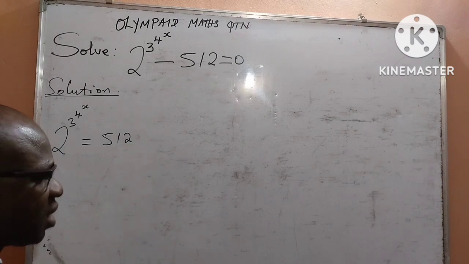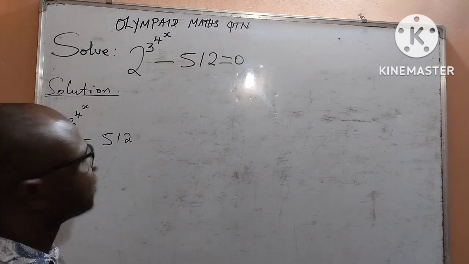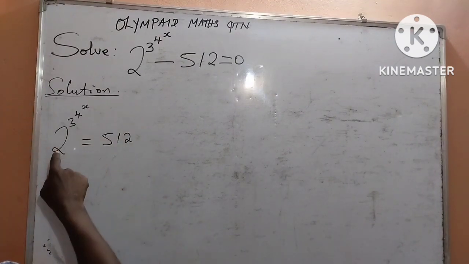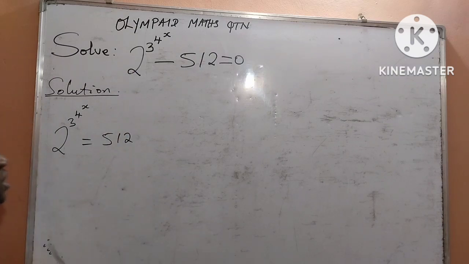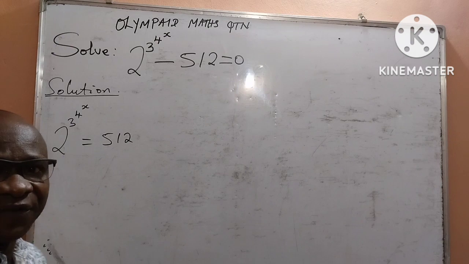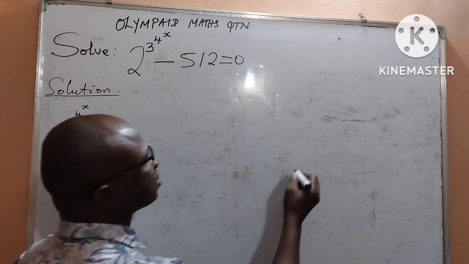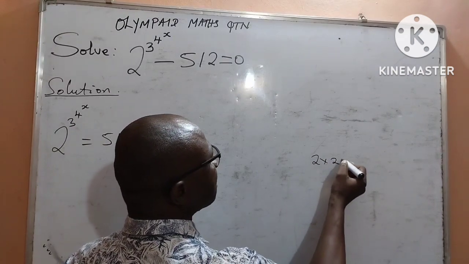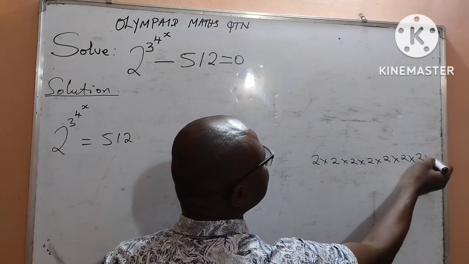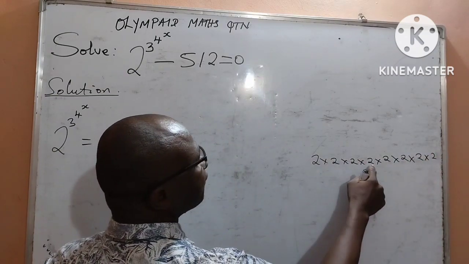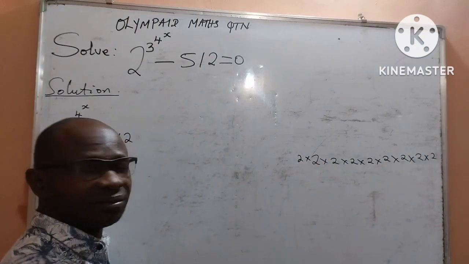512. Alright, I want us to write 512 in index form, and because the left hand side is written in base 2, therefore we want to express 512 in base 2, and that implies finding how many times 2 can multiply to give us 512. 1, 2, 3, 4, 5, 6, 7, 8, 9.